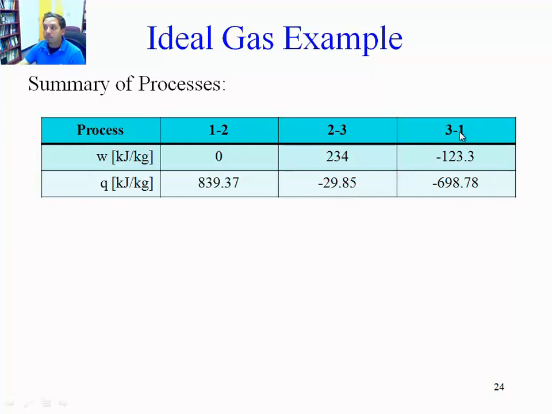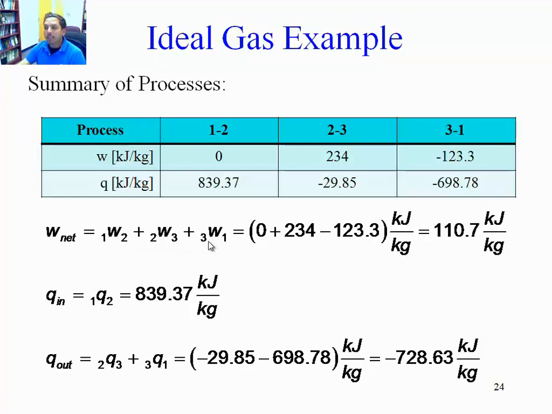And then the process from 3 to 1 that brings us back to the initial state is a contraction process, in which the work is negative 123.3 and the heat is negative 698.78. So there's also heat waste. So we can calculate the net amount of work as the sum of all works, 0 plus 234 plus minus 123.3. We get a positive amount of 110.7 kilojoules per kilogram. Okay? So this tells us that this is indeed a power cycle because the net amount of work produced in the entire cycle is positive.